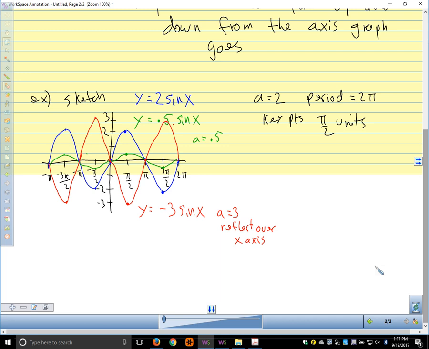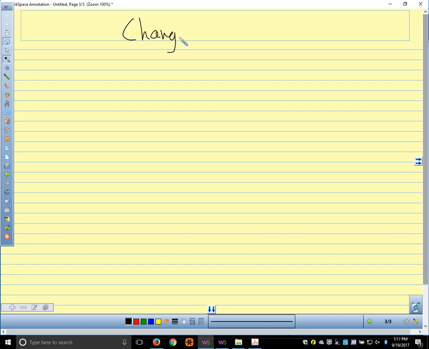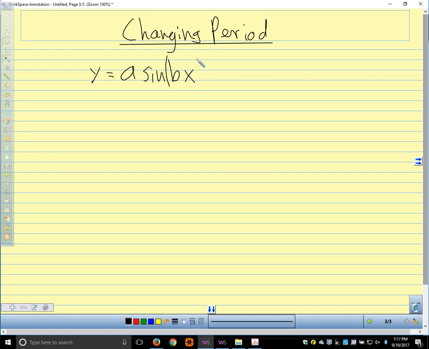All right, so we good there? All right, let's talk about changing the period. For changing the period, we're looking at a function that looks like this, y equals a sine bx, or y equals a cosine bx. If we think about transforming functions, when we multiply by a number inside the function, what does that do to our graph? Yeah? It's a horizontal stretch or compression.